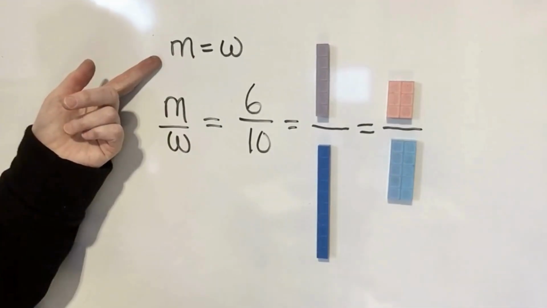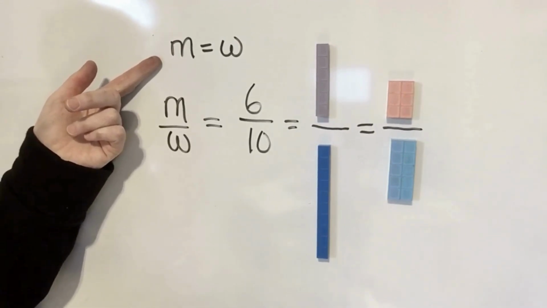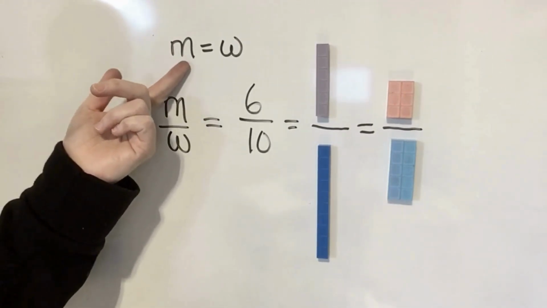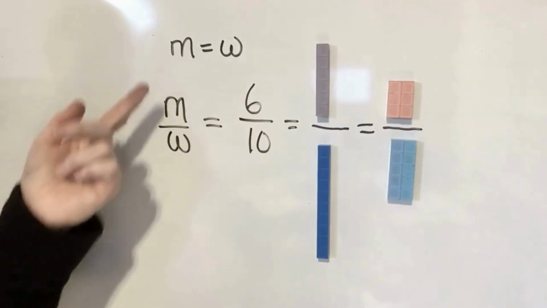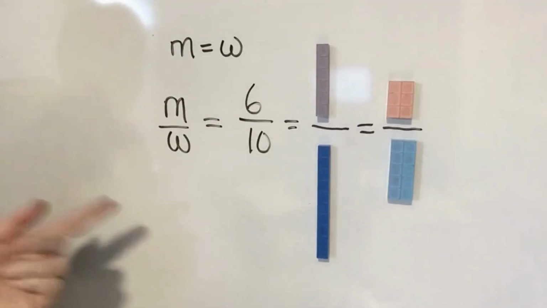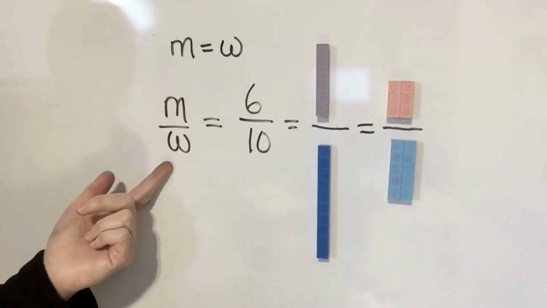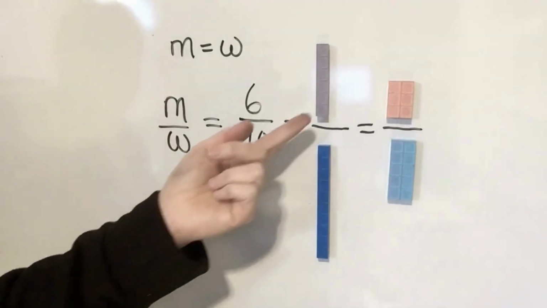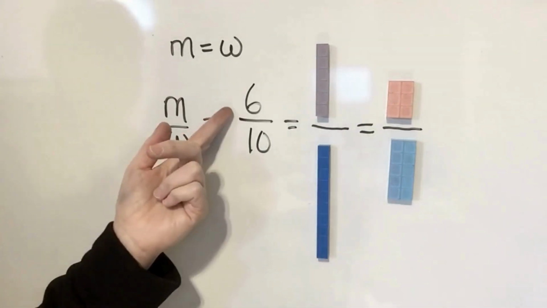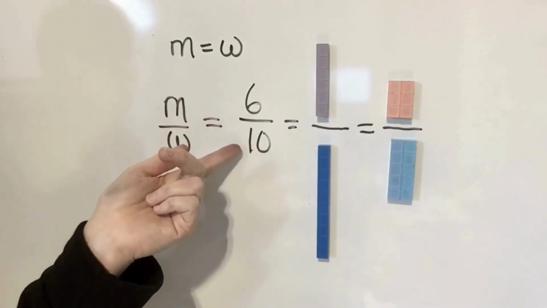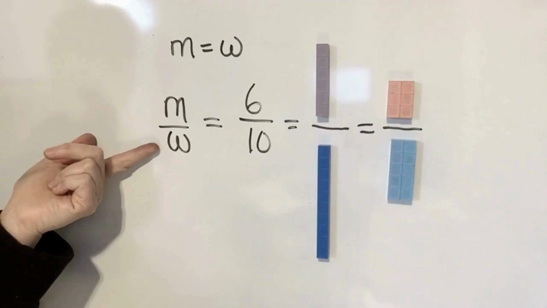It said that the museum contained an equal number of indigenous masks and weavings. So I'm letting M equal masks and W equal weavings, so M equals W. Masks equals weavings, but we don't know how much they have of each yet. What we do know is that they loaned out 6 of the masks and 10 of the weavings. We can write that as the ratio 6 to 10, masks to weavings.